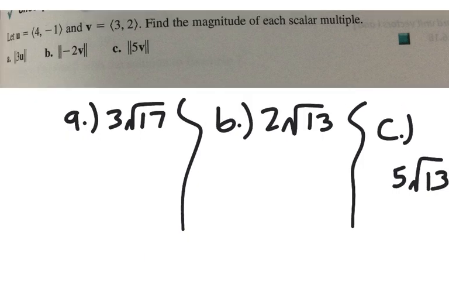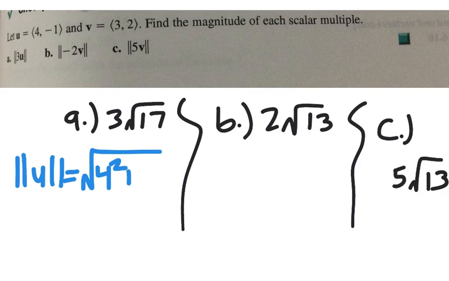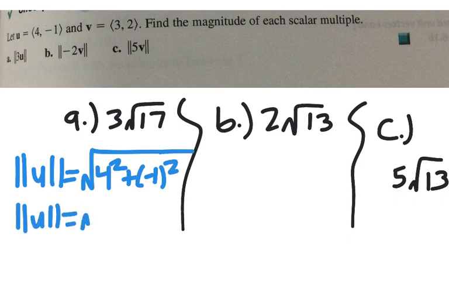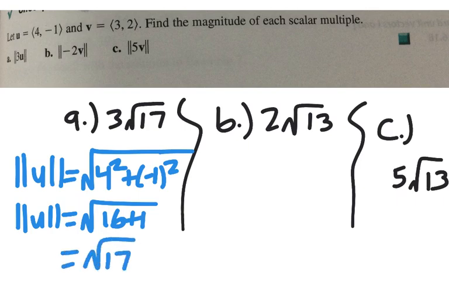So I've got to find the magnitude of u. It's going to be the square root of 4 squared plus negative 1 squared. That's going to be the square root of 16 and 1, which is 17, radical 17. Got the part you need to see? Yes, thank you.